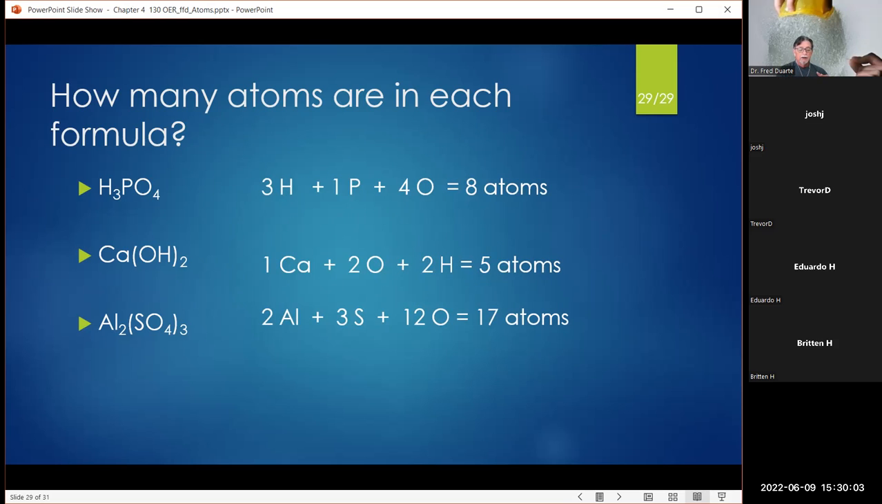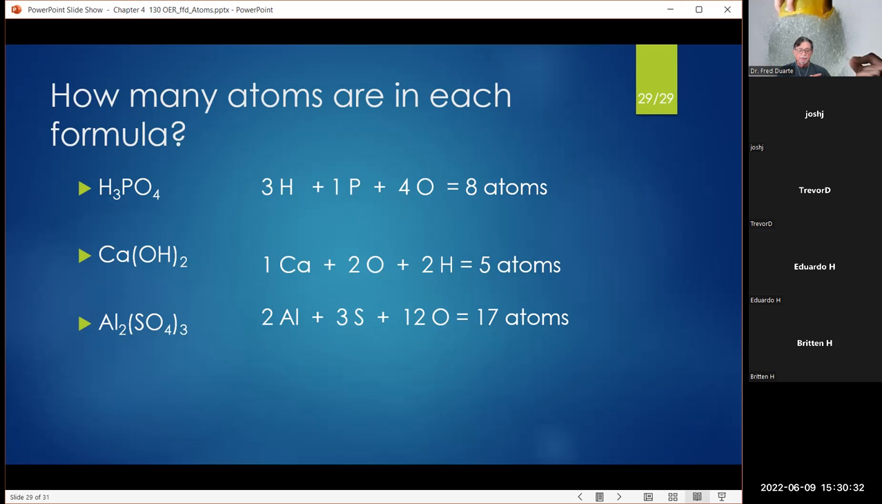Now here's another one. It's got a parentheses. Here's that unit inside of OH, a very specific unit, but there's 2 of them because look at outside the parentheses, subscript. That means I got 2 of those units. So I got 1 calcium, 2 oxygens, and 2 hydrogens. And that, by the way, is called calcium hydroxide.